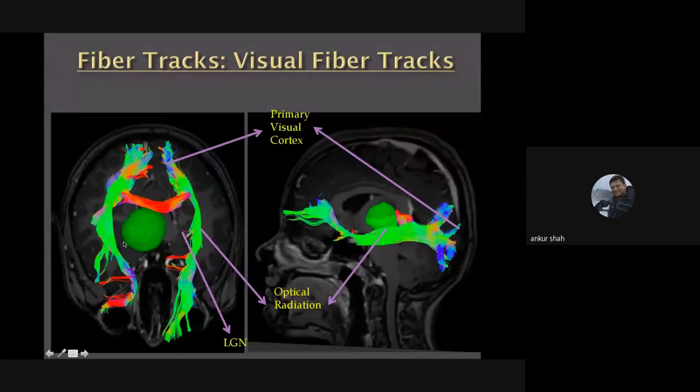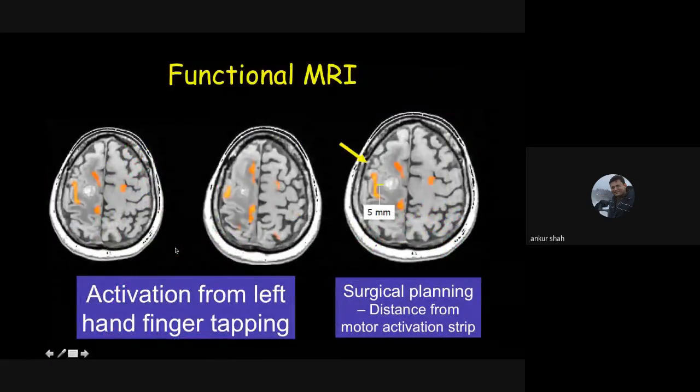based on this. All these are three-dimensional images, so the surgeon can plan from where he should gain entry to the brain so that he does not damage certain important fibers, so that the patient's other senses are not lost after the surgery. Similarly, there is a functional MRI. Here, this is one example of an MRI which is done with left hand finger tapping.